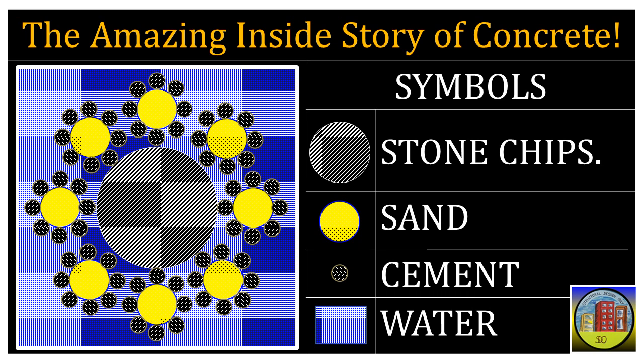Hey everyone, let's take a trip inside the world of concrete. This might seem like a simple material, but there's a whole lot going on beneath the surface. Take a look at this diagram. The secret ingredients: stone chips and sand. These are our rocky reinforcements, like the chunky bits in a cookie.